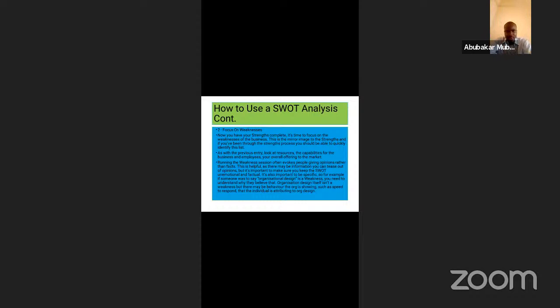Running a weakness session often evokes people giving opinions rather than facts. This is helpful as there may be information you can tease out of opinions, but it is important to make sure you keep this unemotional and factual. When you are focusing on your weaknesses, even when you ask people to tell you your weaknesses, people tend to say things that may not even be weaknesses.